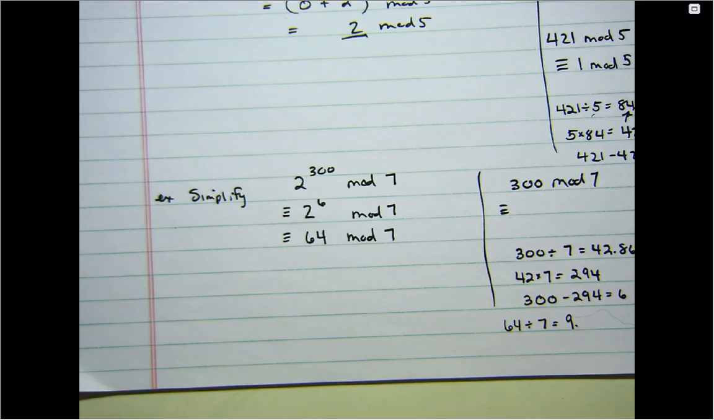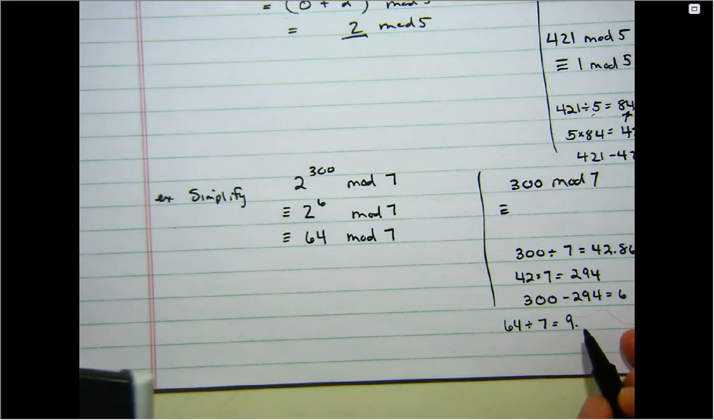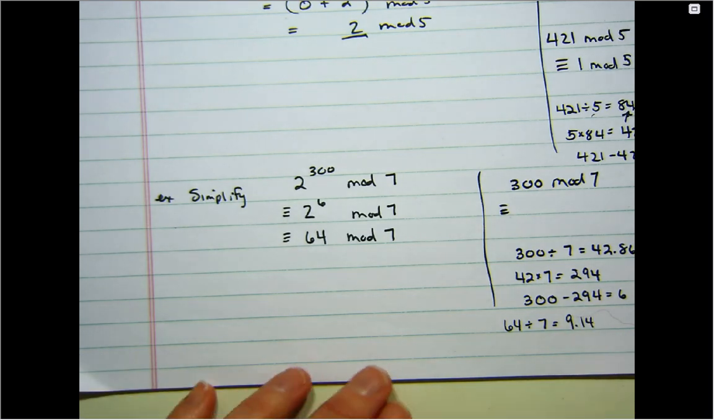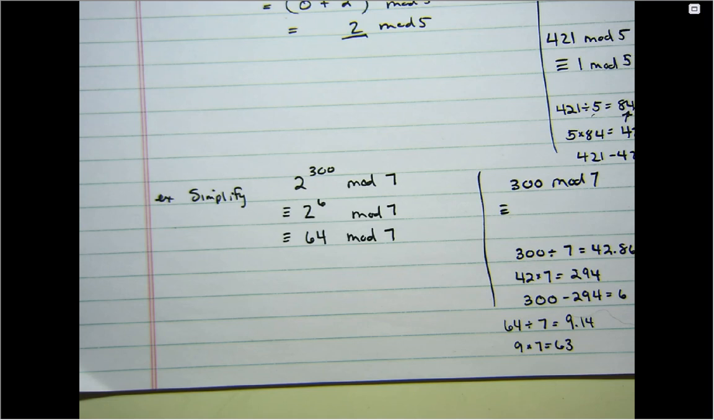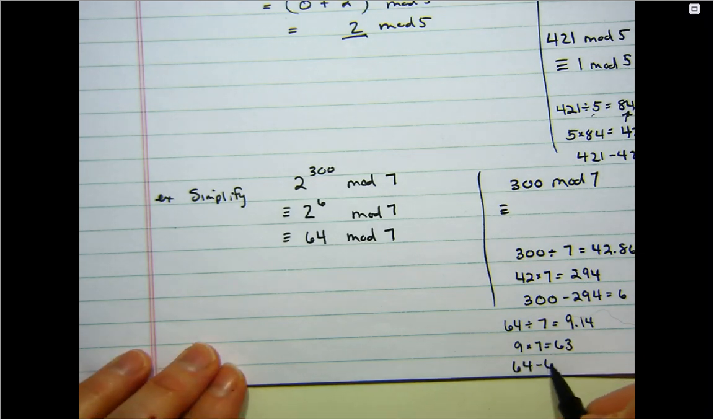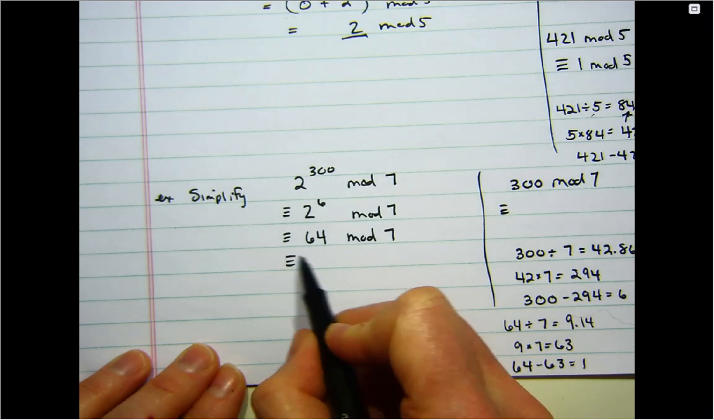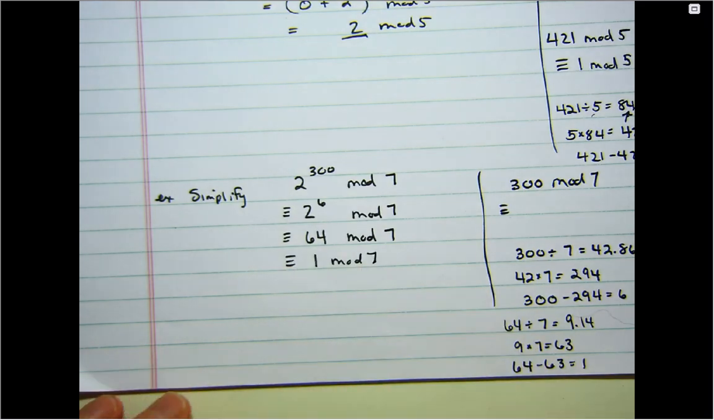If you know your multiplication tables, this will help a lot. We have 64 divided by 7 is 9 point something, 9.14, because 9 times 7 is 63. So when we take out multiples of 7, we want to take out 63 units, and that leaves 1 left. So modular arithmetic can make these exponents smaller.